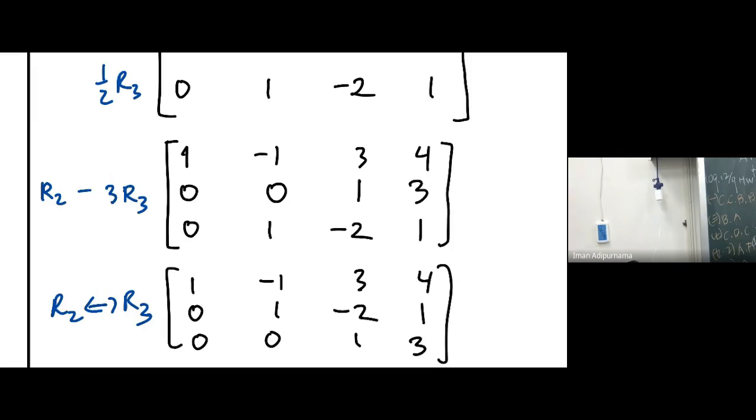Another way is you can make this 0, and you can also make this 0. So 0, 0, 0, and 1, 1, 1, 0, 0, 0. And that's exactly what your computer did. It's called the Gaussian method, Gauss method.